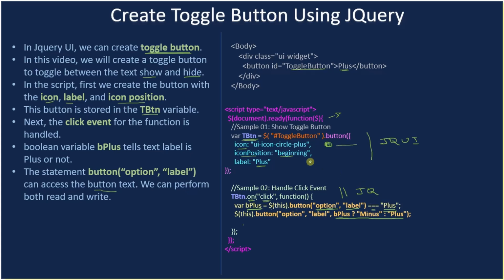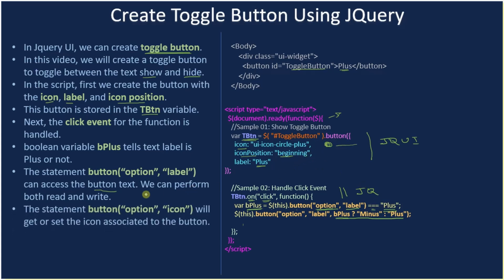So we need to change the icon also, right? The statement button option icon will get or set the icon associated to the button. If you want to set, you can put a comma and set the new value. If you want to retrieve, only 2 parameters are enough, just like this. And here, if you see button option, what we want is icon. So B plus, if this Boolean variable is true, we want to toggle. If it is true, we are setting the minus icon. Otherwise, we are setting the plus icon.